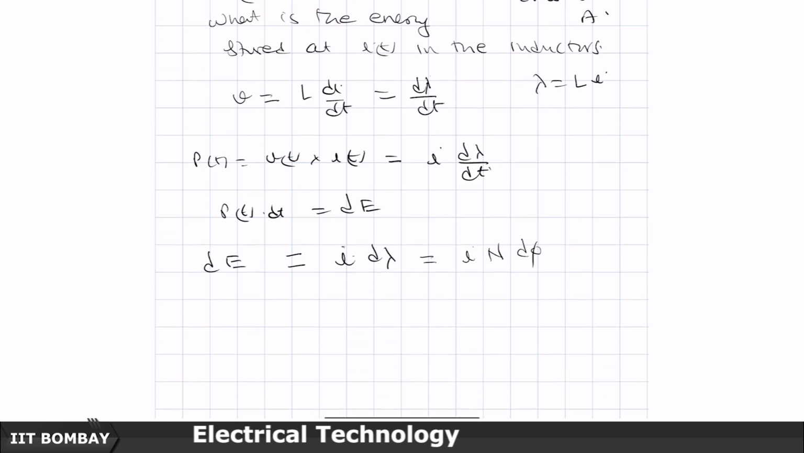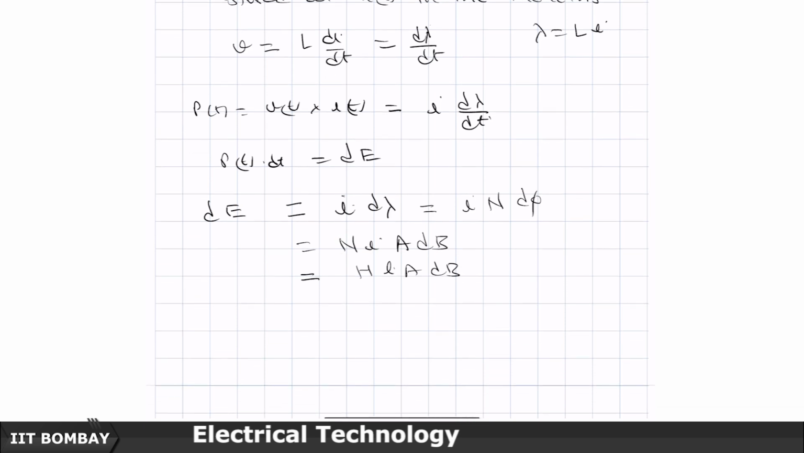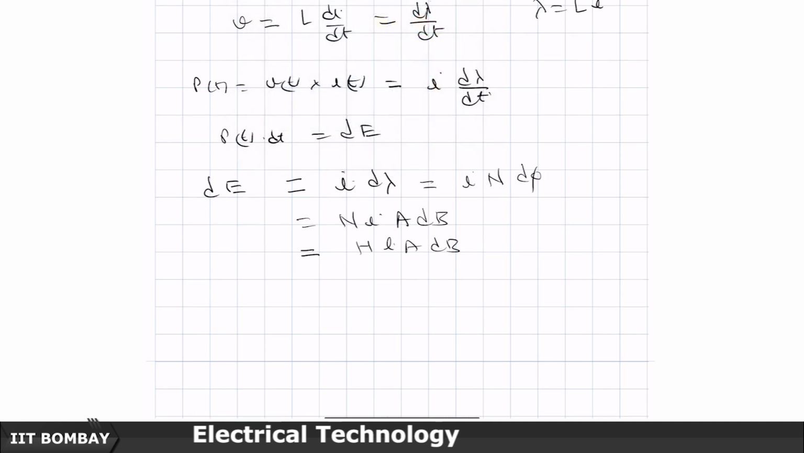So therefore I can write it as I into n times d phi, which is n times I, and then d phi I can write as B times A. So therefore I can write this as A times dB, d phi can be written as A times dB, but the MMF Ni can be written as H times L, and therefore this can be written as H times L into A into dB, and all of this unit is joules.